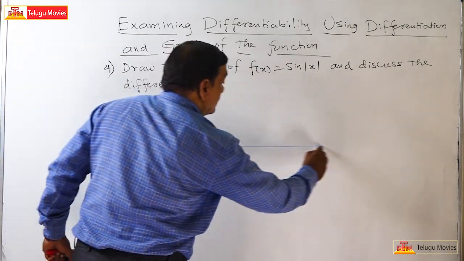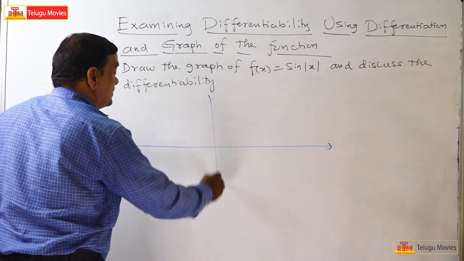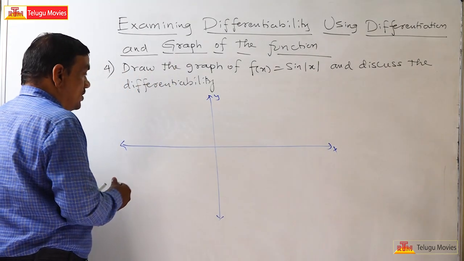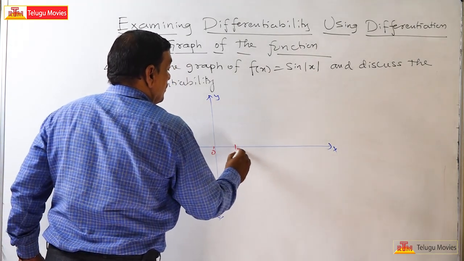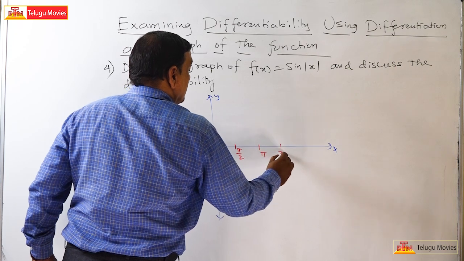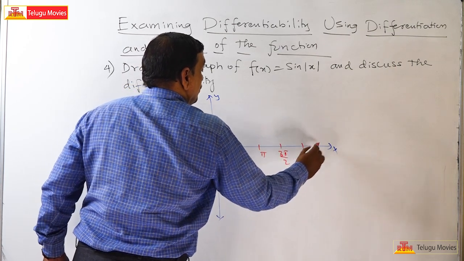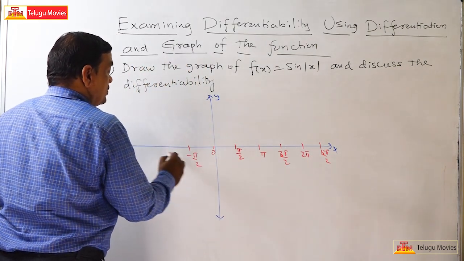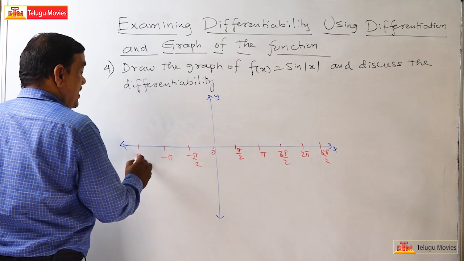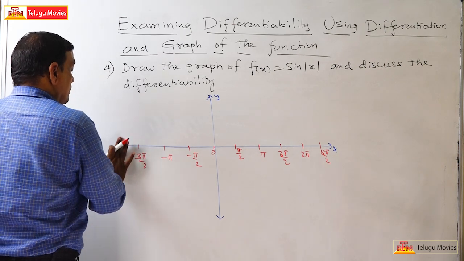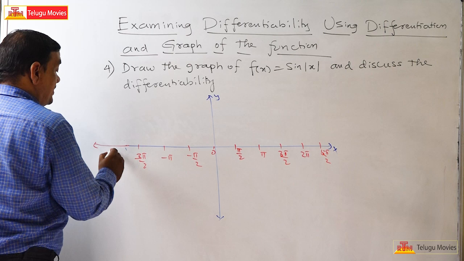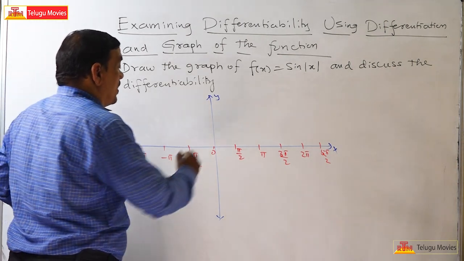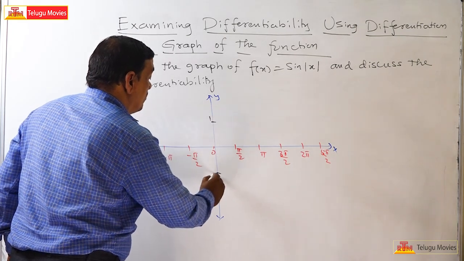See here. So this is the x axis and this is the y axis. So here 0, pi by 2, pi, 3 pi by 2, 2 pi, 5 pi by 2. So these are negative angles, minus pi by 2, minus pi, minus 3 pi by 2, and minus 2 pi. So like that. So this is equal to 1 and this is minus 1.